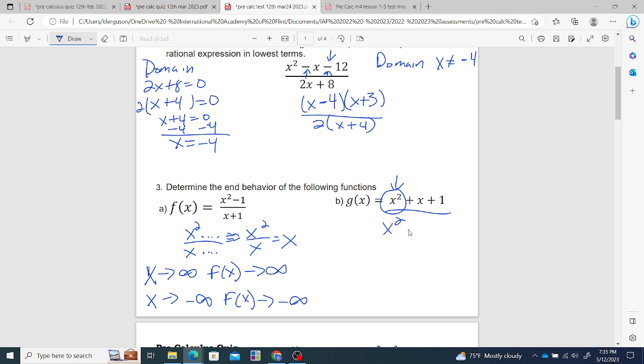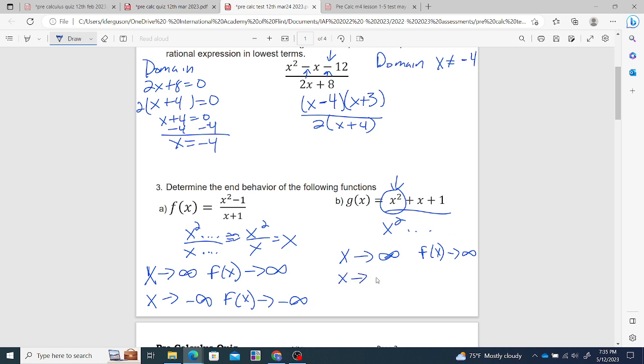So if I think about this as x squared, when x goes to infinity, as in when x gets bigger, when it goes to positive infinity, as x goes to 1,000, and then 10,000, and then 100,000, and then a million, and then a trillion, what happens to f of x? It goes right along with it. So as x goes to positive infinity, f of x goes to positive infinity.